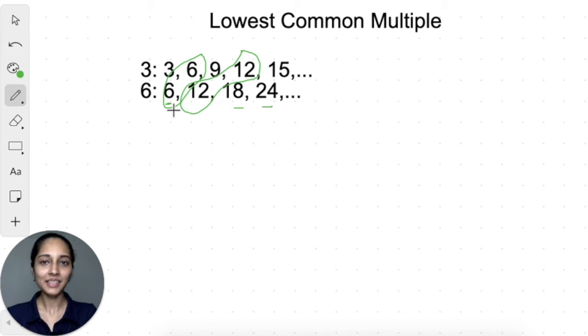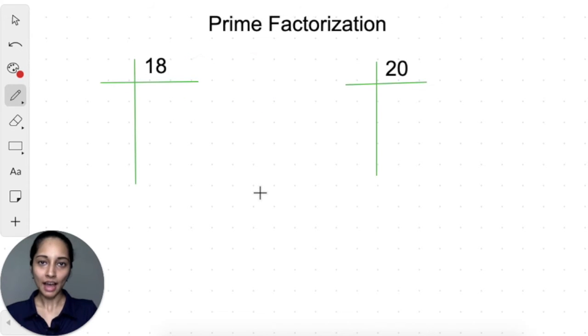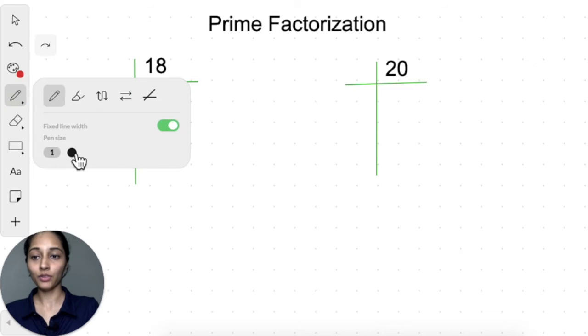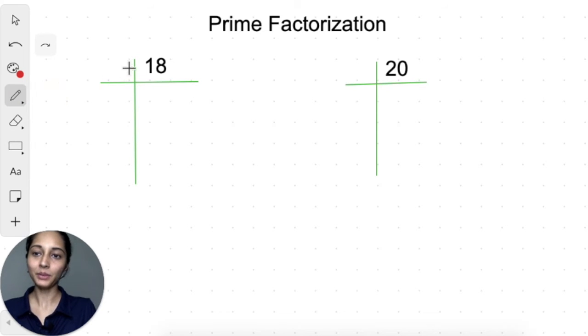Now, let us see other ways to find lowest common multiple. So, we have these two numbers, 18 and 20. Let us first find prime factors of these two numbers and then we will come to finding LCM using prime factors. So, it is 18 and we will start with the smallest prime number, that is 2, because it is divisible by 2. So 2 times 9 gives us 18.